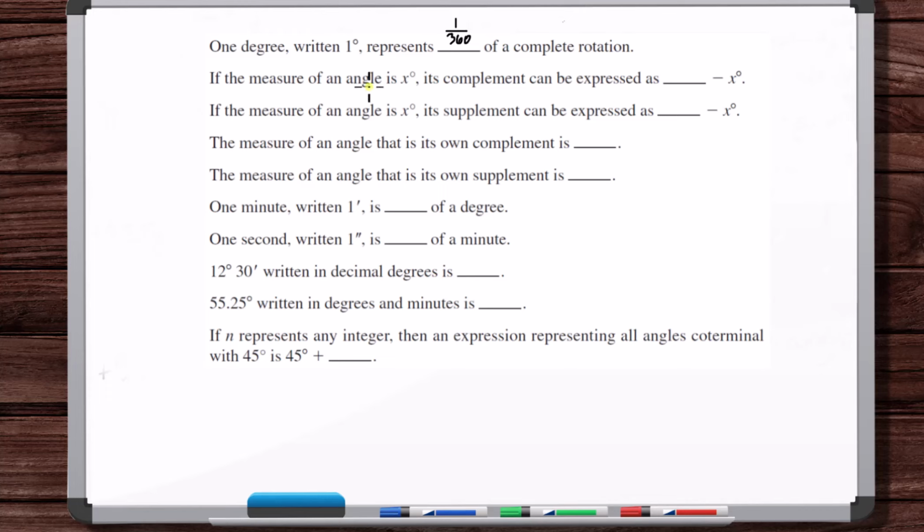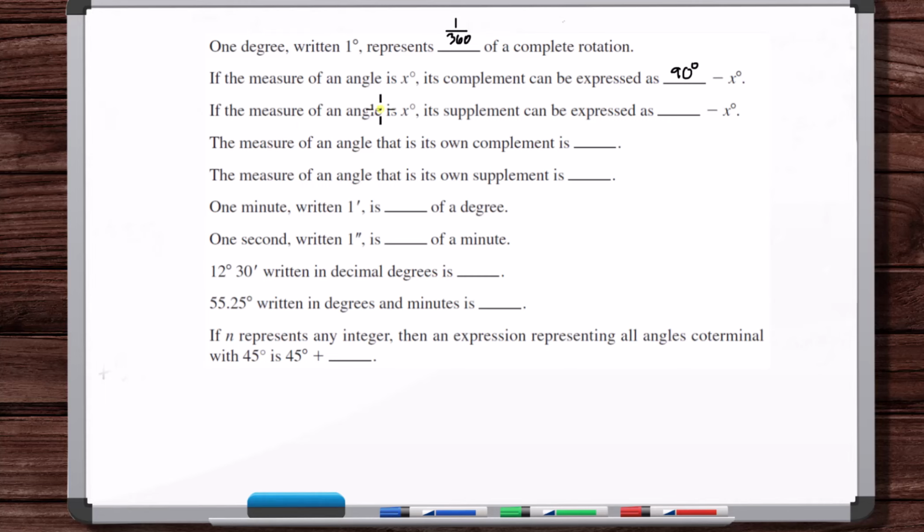If the measure of an angle is x degrees, its complement can be expressed as what minus x degrees? The idea of a complement, or two angles that are complementary, is referring to two positive angles. Those angles have to be positive. And if those two angles sum to 90 degrees, then those two angles are complements. So if the measure of one angle is x degrees, then its complement would be 90 degrees minus x degrees.